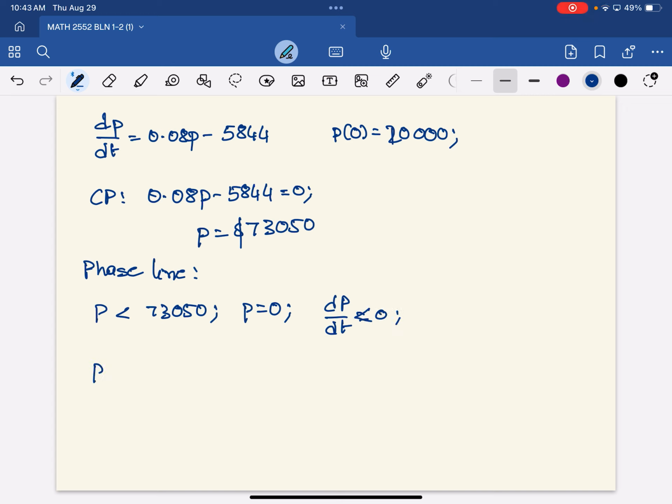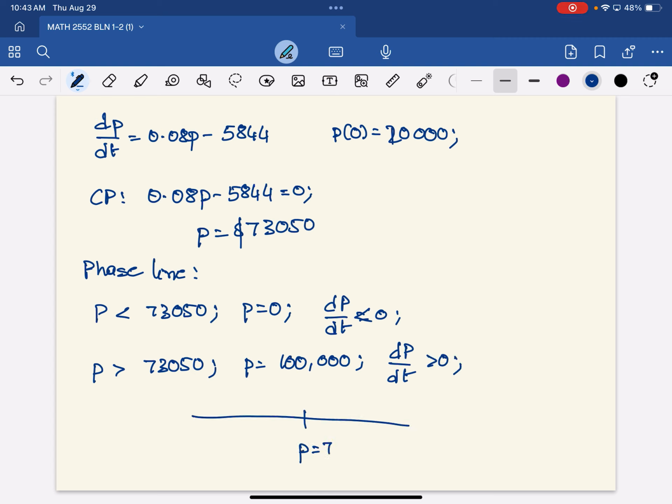Then if I pick a number bigger than 73,050, what number do I pick? Okay, 100,000. In my previous class I picked 80,000. In that case dP/dt would be what? 8,000 minus 5,844. That's positive. So my phase line would be: here is my critical point 73,050, and for the values less than the critical point, my solution is decreasing. For the values bigger than the critical point, my solution is increasing.